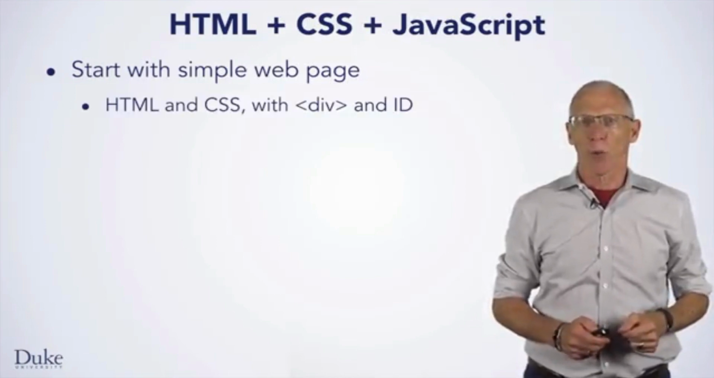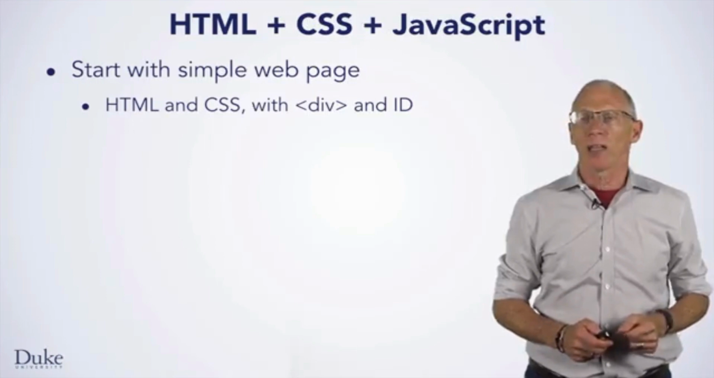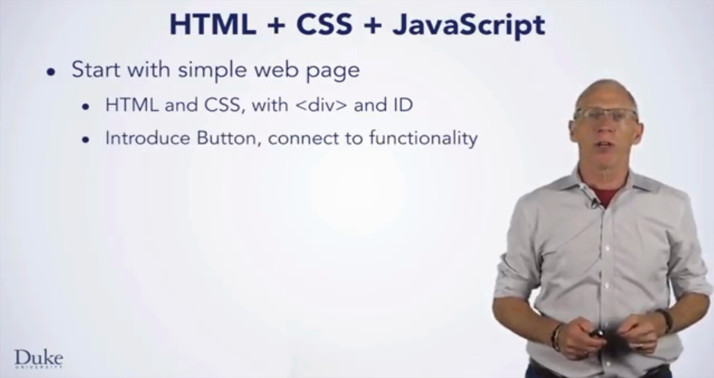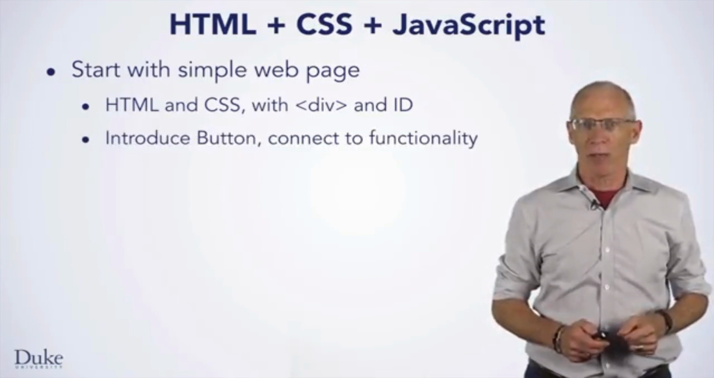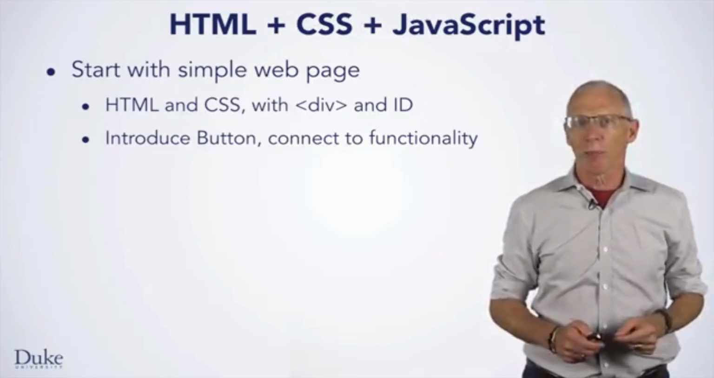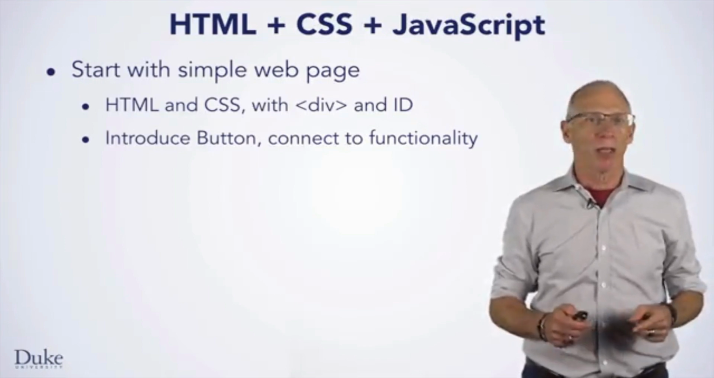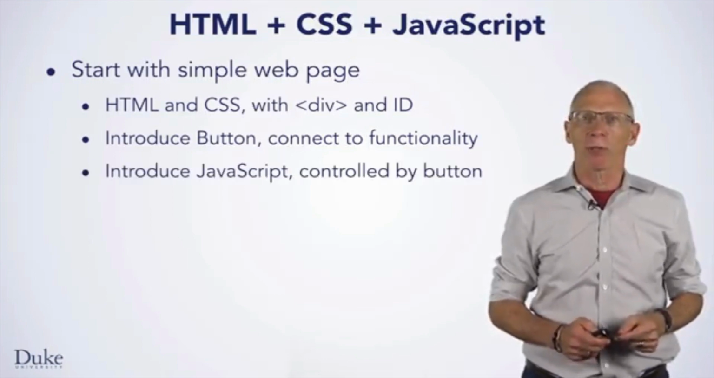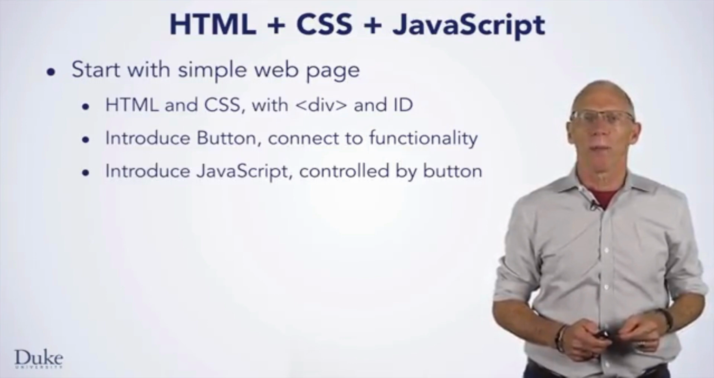The first version of the web page will only use HTML and CSS, with 2 div elements styled by CSS using class IDs. We'll introduce a new HTML element, a button, and we'll connect this button to functionality that eventually will interact with elements of the web page. Clicking the button will cause different actions determined by you, the programmer. You'll write code using JavaScript that will be able to control and interact with the web page.